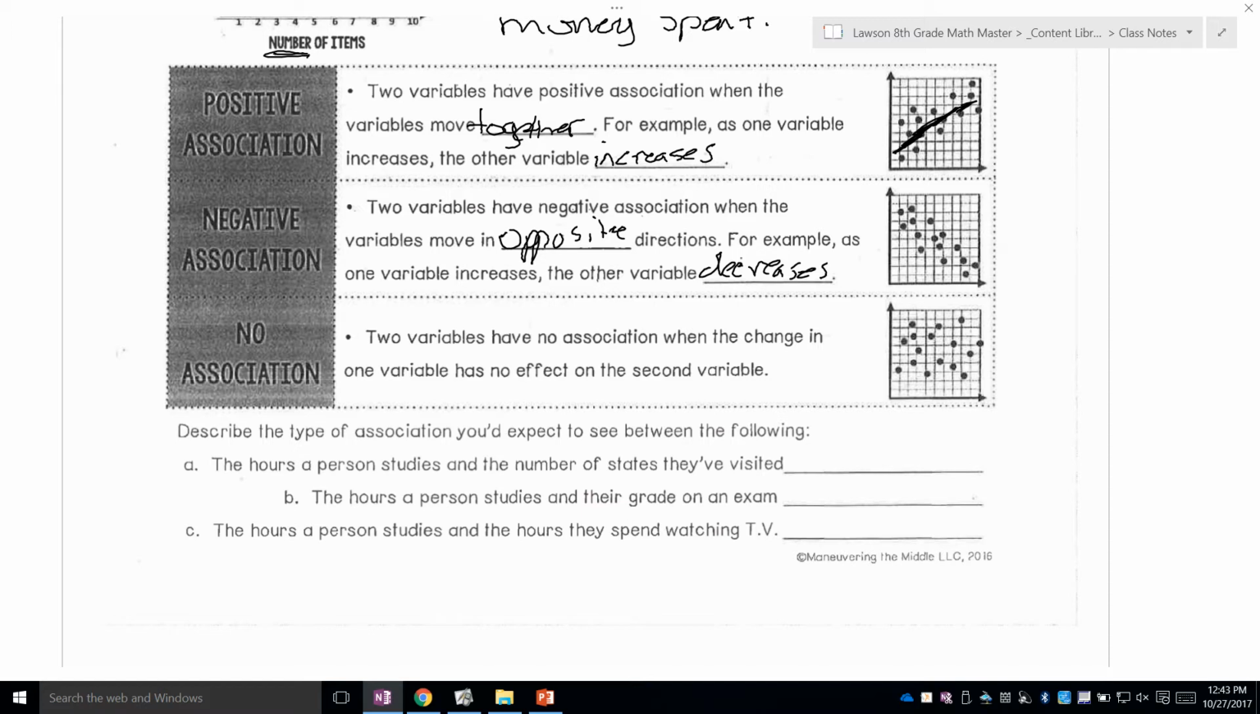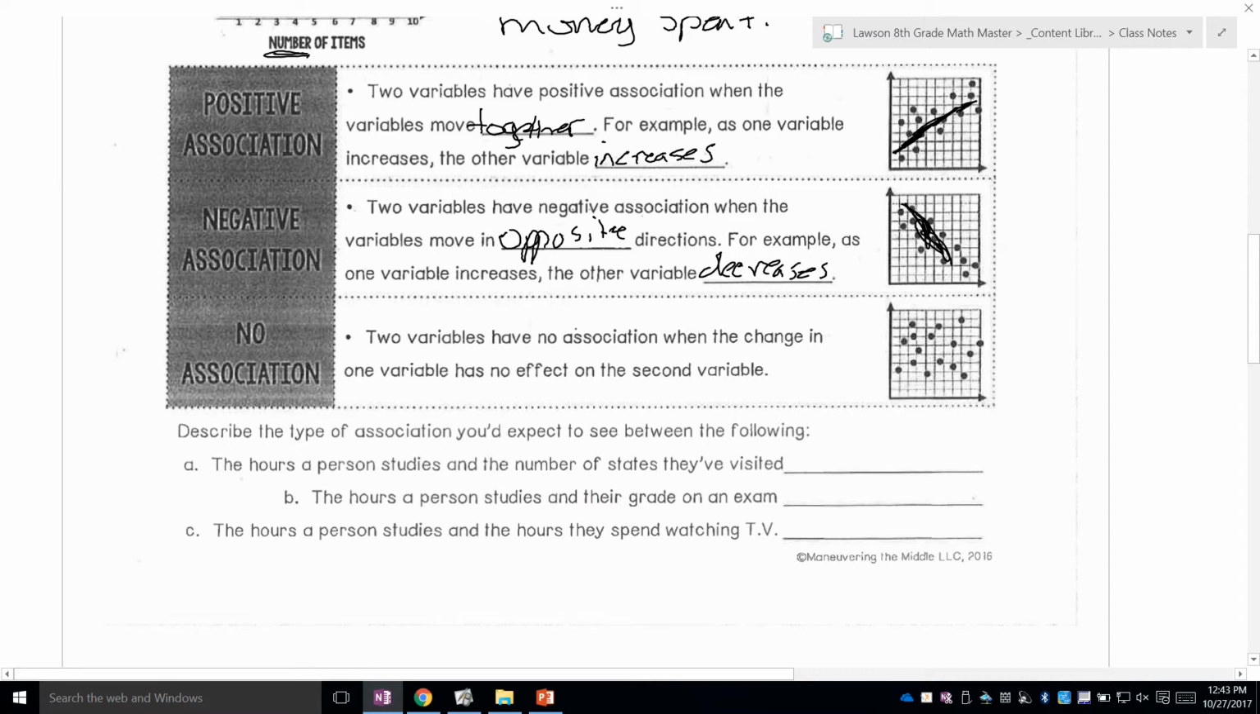I guess unless you're a bodybuilder and you're putting on muscle and things like that, it might increase. But we're just going to say that it would decrease if you were trying to work on losing weight or something like that. Okay, so that would be a negative association. And negative doesn't necessarily mean a bad thing. It just means that they move in opposite directions, or one is going up while the other is going down.